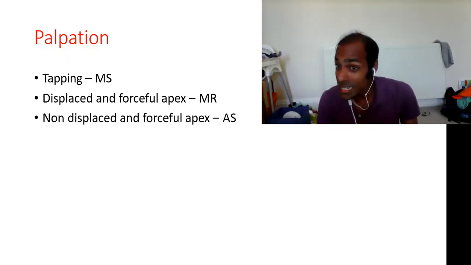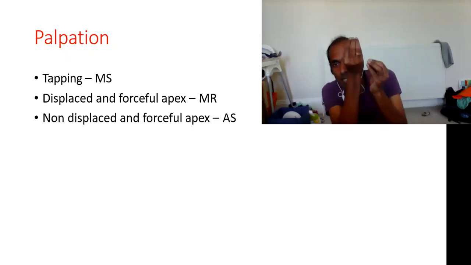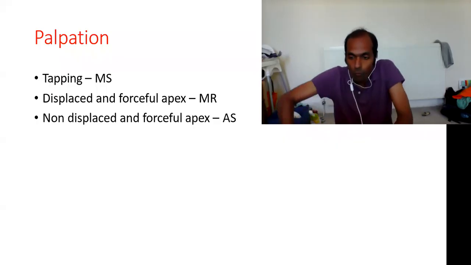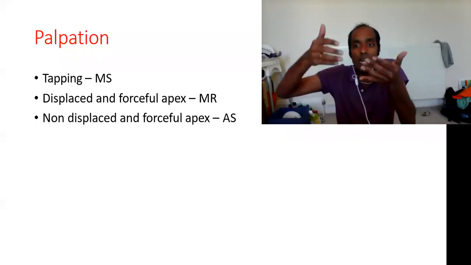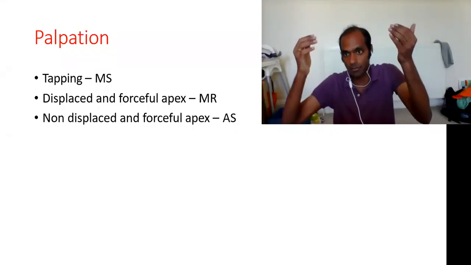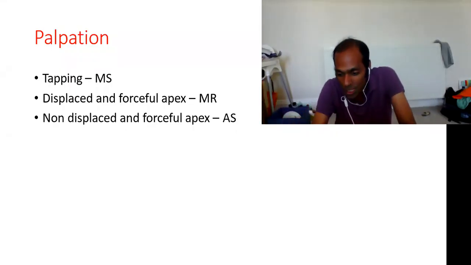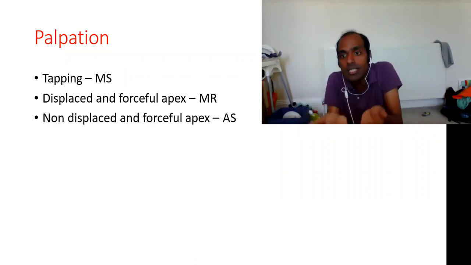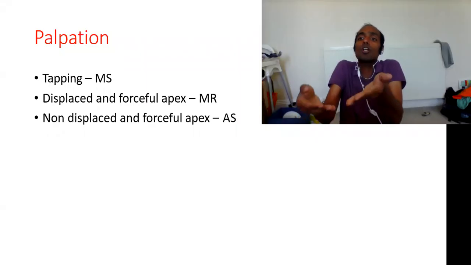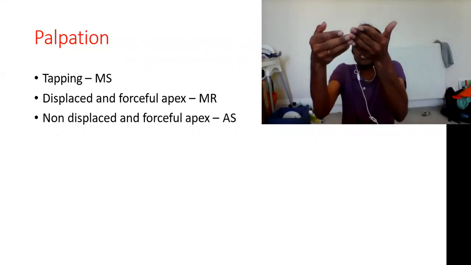But in mitral stenosis, because the ventricular filling is compromised, what happens is it suddenly has to snap shut. Okay? Because it can't float, because the blood flow into the ventricle is compromised. The valve leaflets can't float on the blood and gradually close.